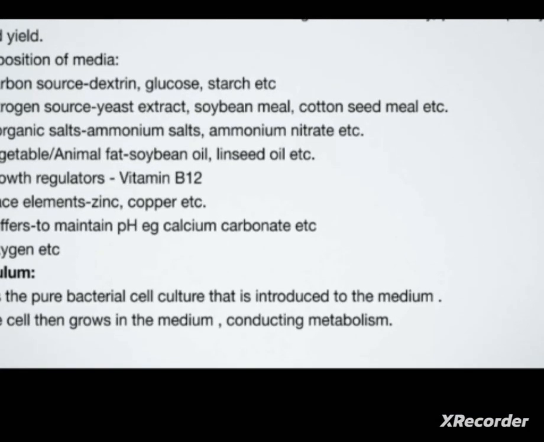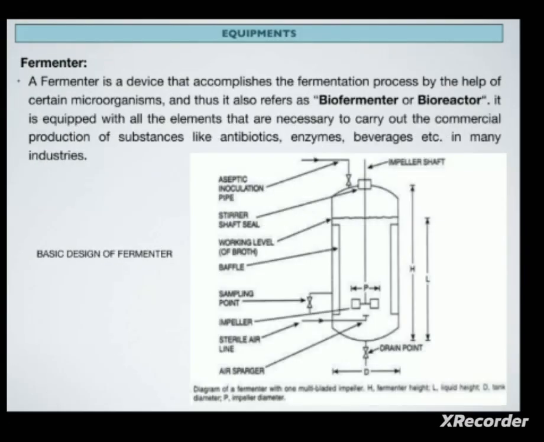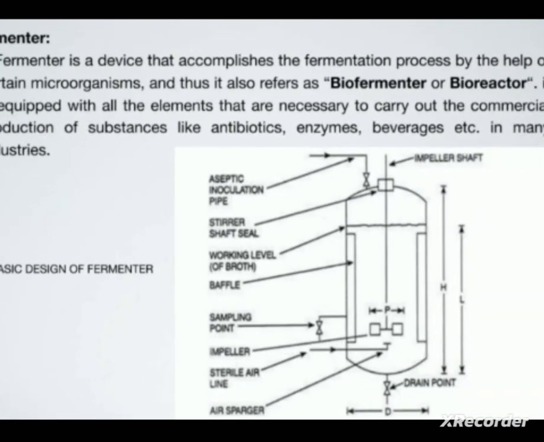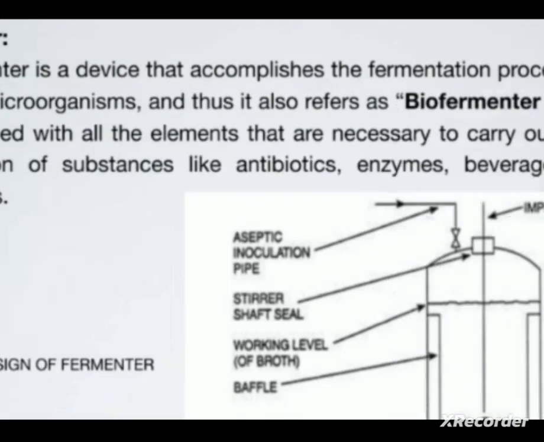Then inoculum: it is the pure bacterial cell culture that is introduced to the medium. The cells then grow in the medium conducting metabolism. You can see here the equipment. This equipment is known as fermentator. The various parts we will discuss. First, let us go to the fermentator.